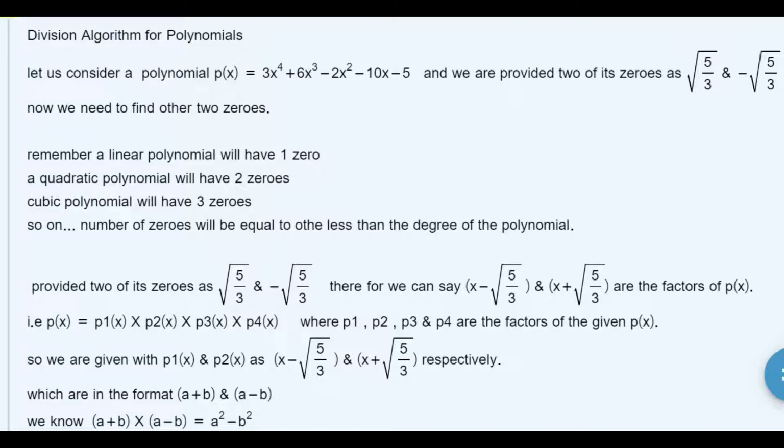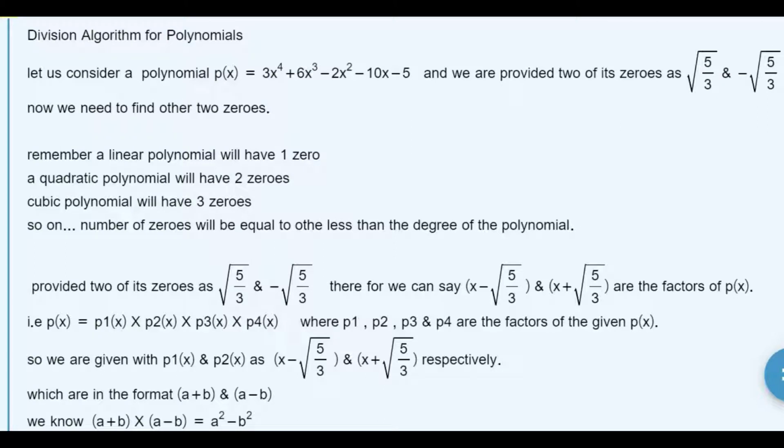So let us consider a polynomial 3x to the power 4 plus 6x cube minus 2x square minus 10x minus 5. Here we are provided with two of its zeros as root of 5 by 3 and minus root of 5 by 3. These are the two zeros of the given polynomial. So now the question says we need to find the other two zeros. So how to do that? We are given two zeros, we need to find the other two zeros.